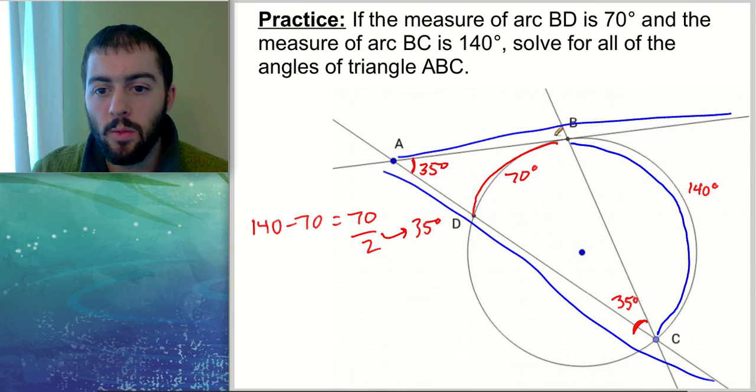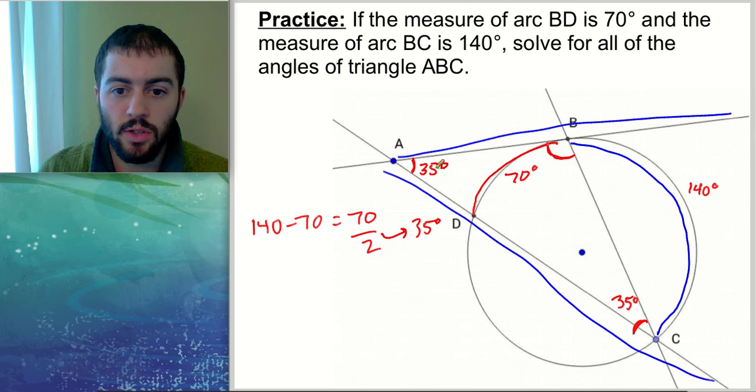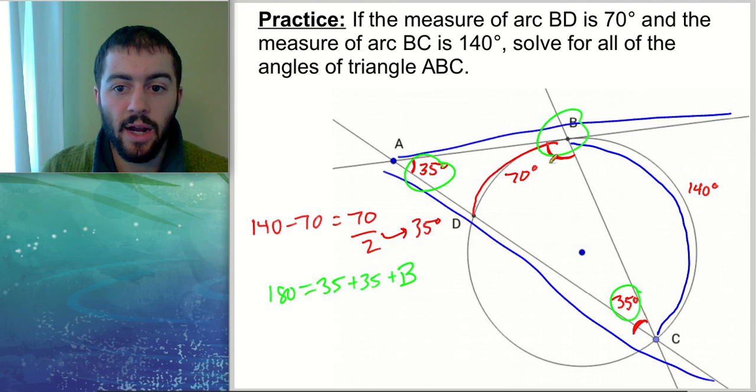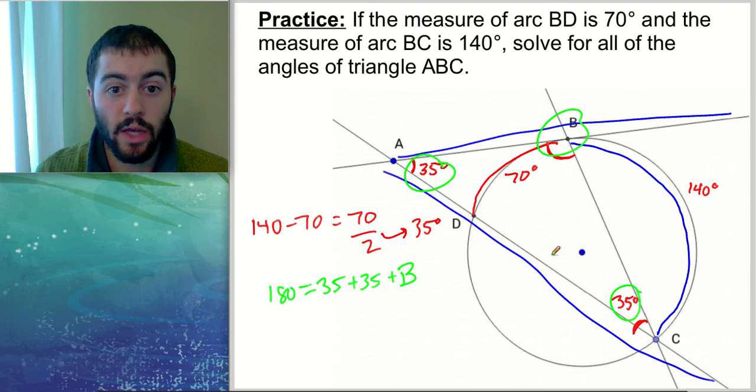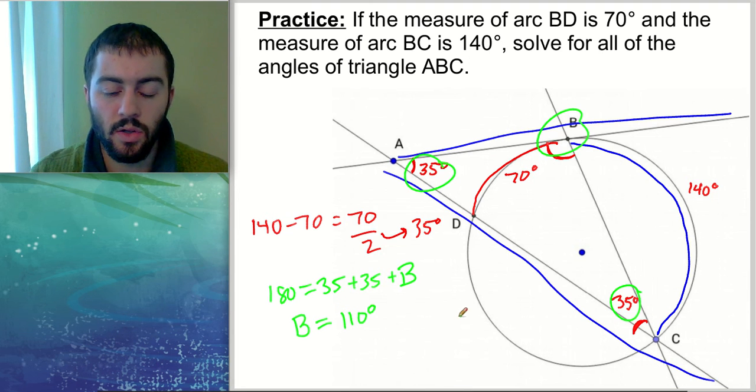All right, and then we could use our triangle rule to solve for angle B. If we know that angle B and these other two angles have to add up to 180, we could say we have 180 equals 35 plus 35 plus B. So we know this angle, and angle B have to add up to 180 degrees because they're the three angles of our triangle. So we could solve this and we would get B to be 110 degrees.